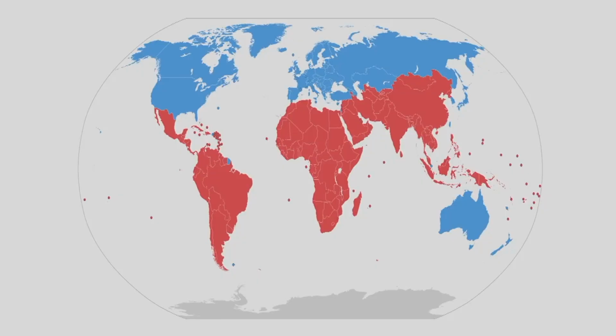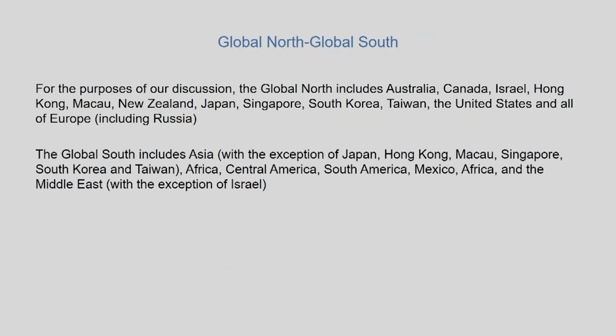The red areas are generally the global south, the blue areas are the global north, and you can think of the north-south divide as being primarily that of a socio-economic and political divide. These are the countries that are mostly covered in global north. It covers the West and the First World, along with much of the so-called Second World.